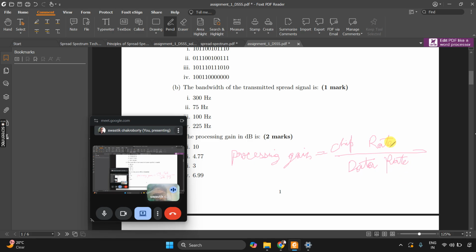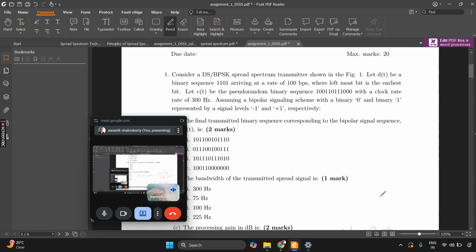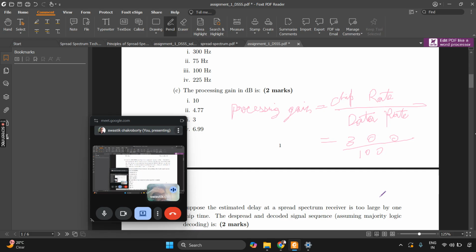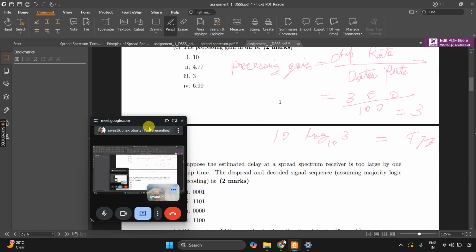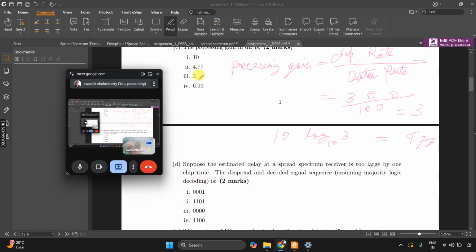So chip rate and data rate: here the chip rate is 300, so 300 chips are being transmitted. But what is the data rate? 100 bps. So 300 by 100, so the processing gain is 3. In dB, it is 10 log 3, that is 4.77. So the correct answer is 4.77. Now we have an interesting problem: there is an estimated delay at a spread spectrum receiver.